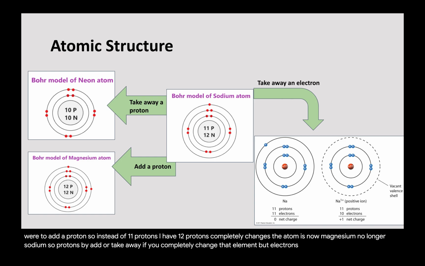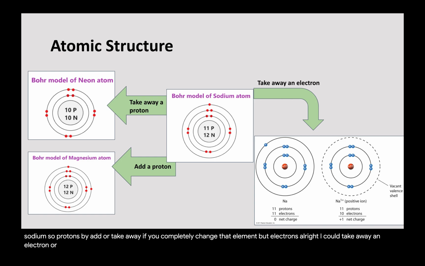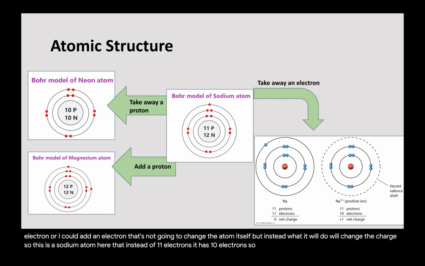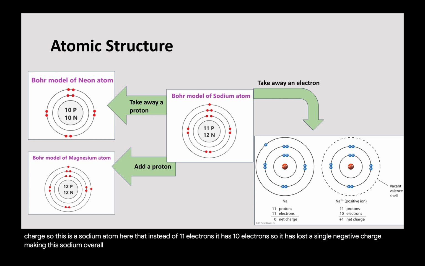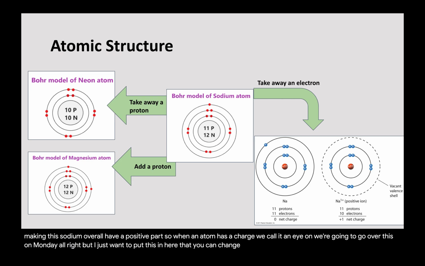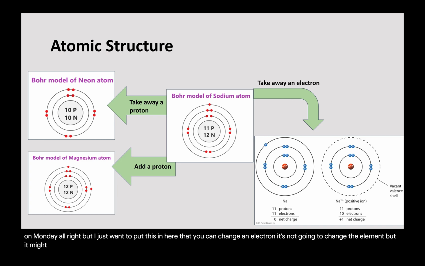But electrons, I could take away an electron or I could add an electron. That's not going to change the atom itself, but instead it will change the charge. So this is a sodium atom here that instead of 11 electrons, it has 10 electrons. So it has lost a single negative charge, making this sodium overall have a positive charge. So when an atom has a charge, we call it an ion, right? We are going to go over this on Monday, but I just want to put in here that you can change an electron. It's not going to change the element, but it might change the charge.